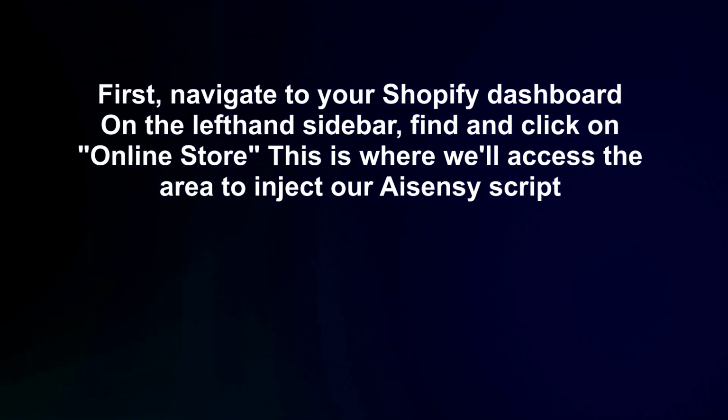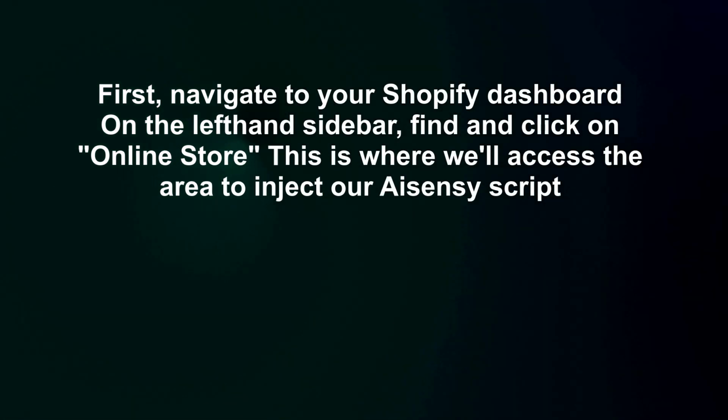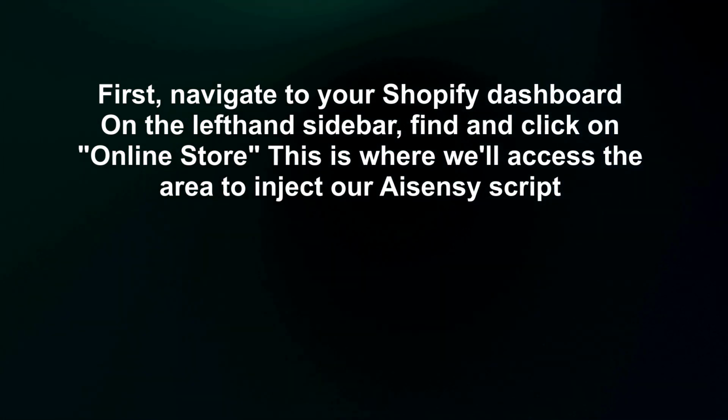First, navigate to your Shopify dashboard on the left-hand sidebar. Find and click on Online Store. This is where we'll access the area to inject our Aisensy script.